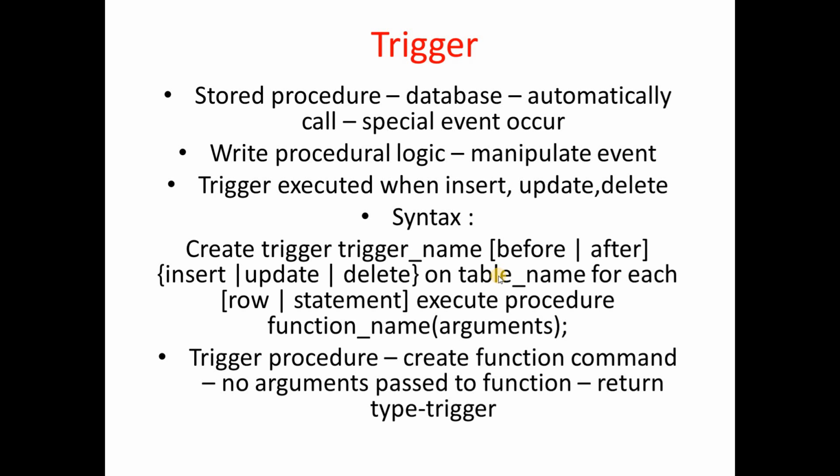First of all, what is the definition of a trigger, or what is a trigger? A trigger is just like a stored procedure which is called automatically on your database when a special event occurs. In a database, when any special event occurs, the trigger, which is just like a stored procedure, is automatically called whenever that particular event occurs. So that is a trigger. Triggers are used to write procedural logic to handle a particular event. Procedural logic is written for manipulation of events on your table.